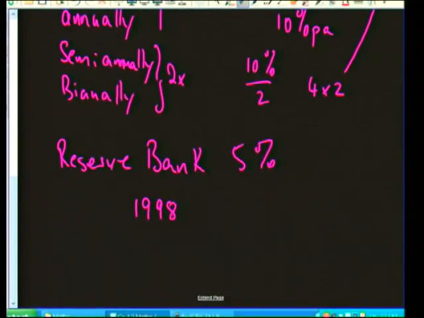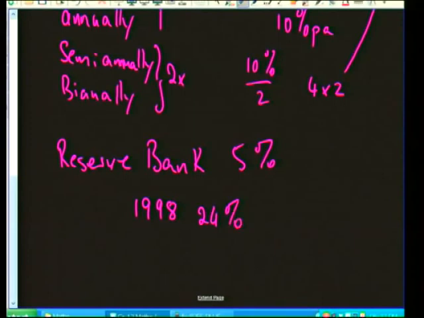And how about this? In 1998, think about history, think about where the nation was. It was at 24%. Now that's what the Reserve Bank were lending money at. 24%. Wow. To try and have the repayments on a house then, almost impossible.